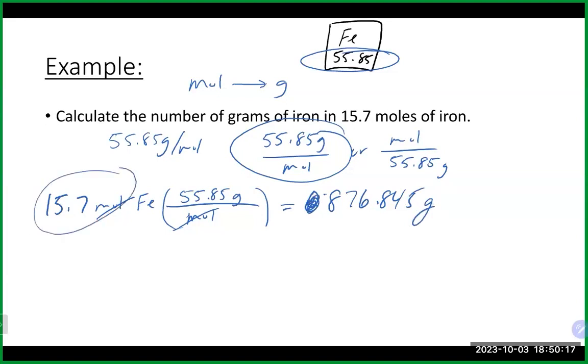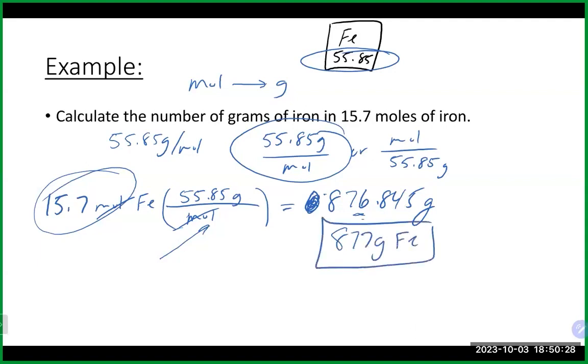Sig fig wise, that's where you want to look. We'll consider this sort of an exact number. So that has 3 sig figs, maybe 877 grams of iron. Yeah, would be a good number to go to. Any questions on that calculation there?